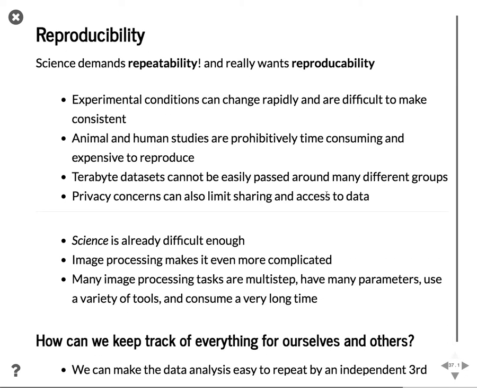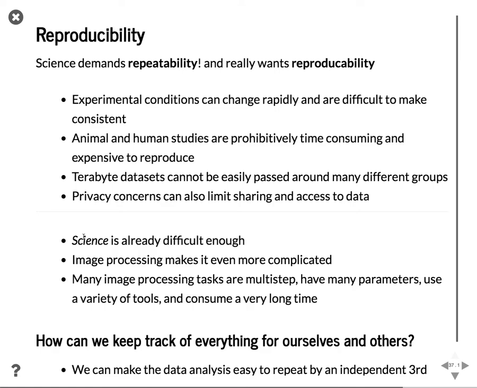And so, science demands repeatability, and what we really want is reproducibility. Experimental conditions can change. Animal and human studies are obviously prohibitively time-consuming and expensive to reproduce. Plus, with human studies, you can't easily share data. You can't give someone all of your patient scans unless your ethical or IRB approval allows you to do that. If you're dealing with synchrotron data, it's not particularly easy to share 100 terabyte data sets between groups. There aren't IT solutions that make that very easy today.